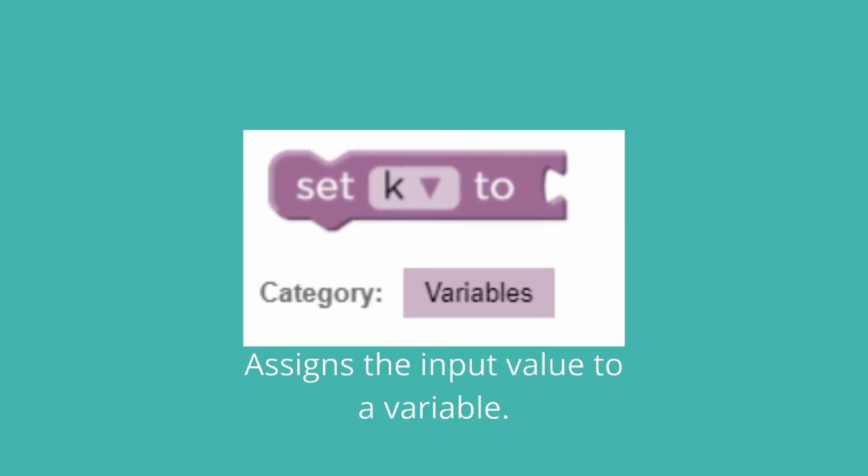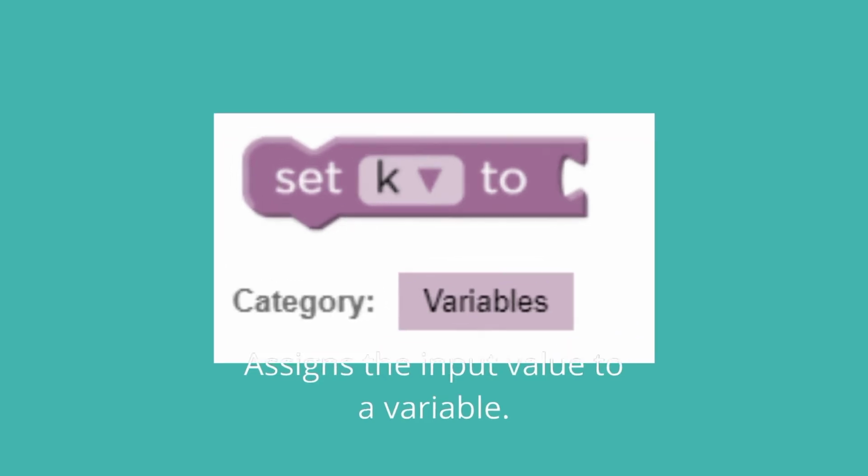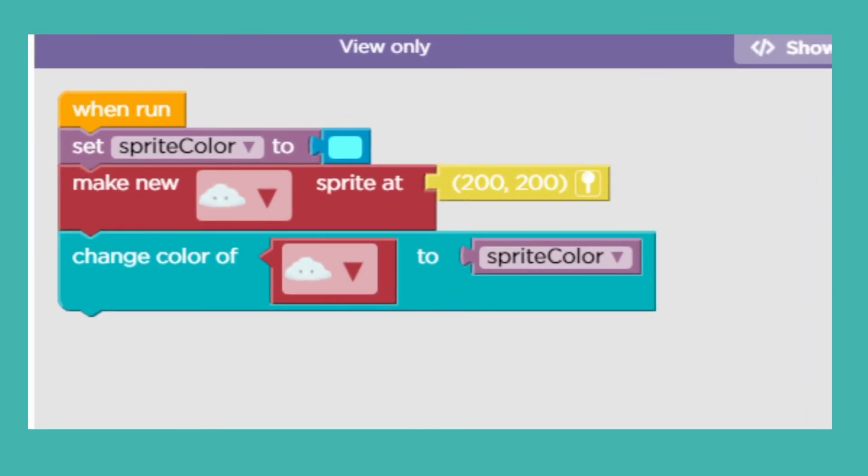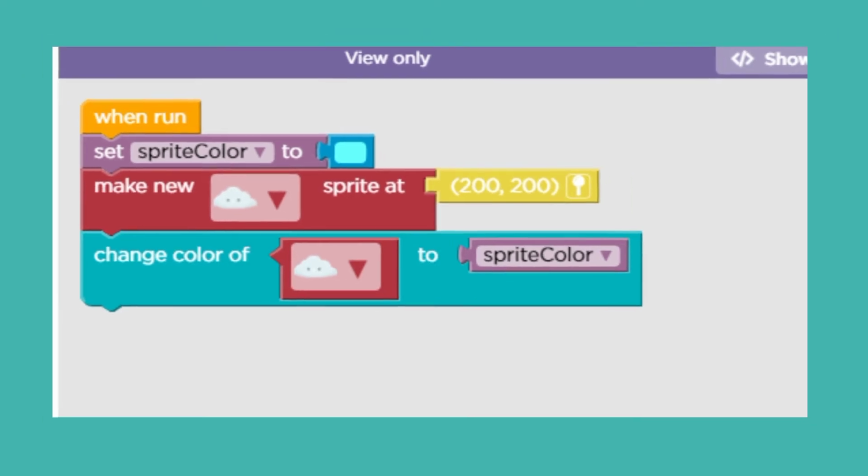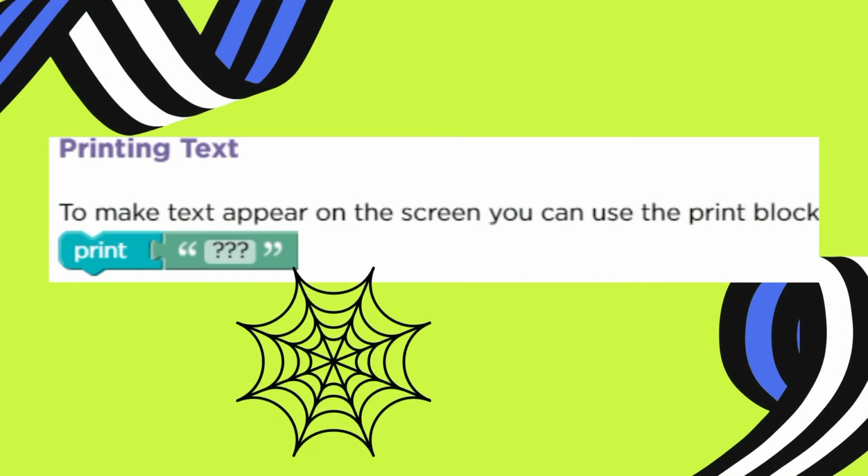We also have another one called the set variable to block. This one assigns an input to a variable. We can see an example of this from this program. It says set sprite color to. If you notice, you are seeing a color block here. So we can set a sprite color using the set variable to block. That is what we can see with it.